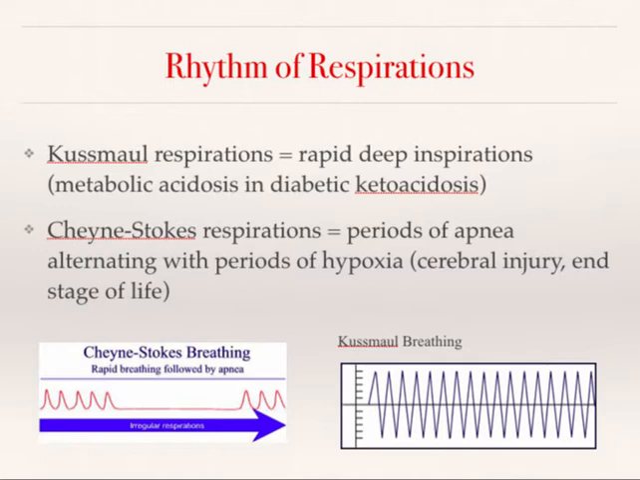So that's the difference. With Cheyne-Stokes respirations, they're going to have apnea. They'll have periods where there's nothing, and then periods of fast breathing, essentially. A lot of times you'll see this with the end stage of life, a patient that had a stroke or an MI, with any cerebral injury or hypoxemia. So it's very irregular. That's the difference between the two of them.